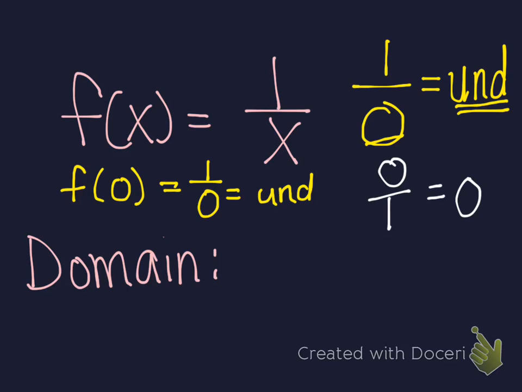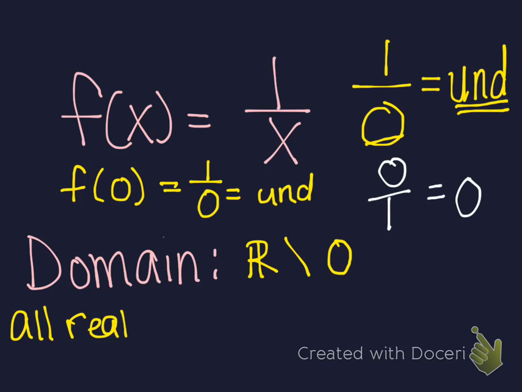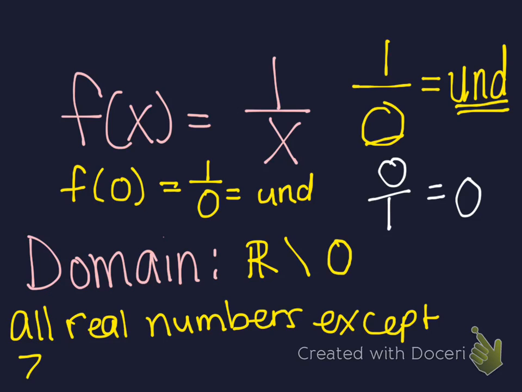So our domain cannot include 0. So we would write all real numbers except 0. Which looks weird, but we can do it in words. We don't have to use the crazy symbols. So we can just say all real numbers except 0.